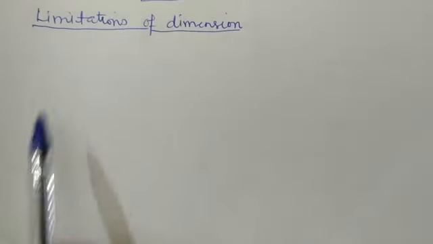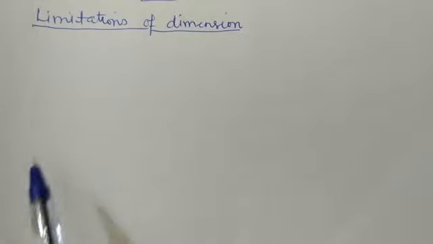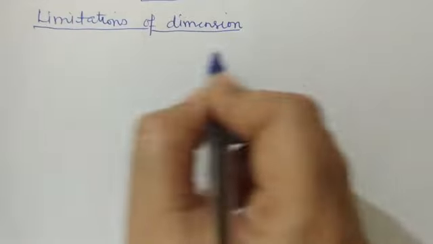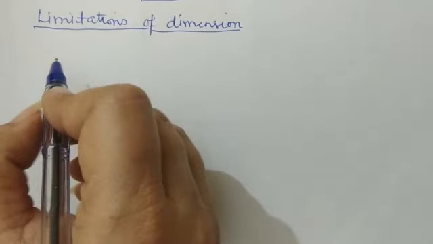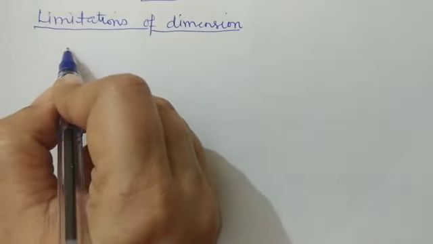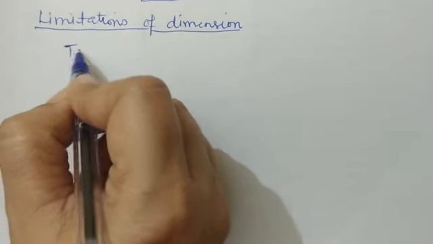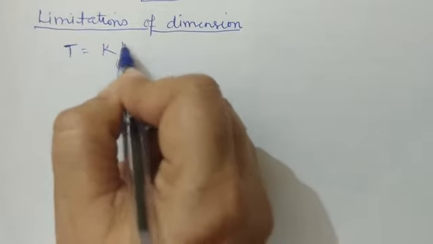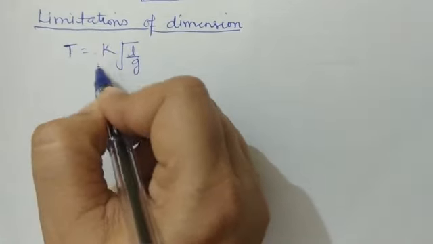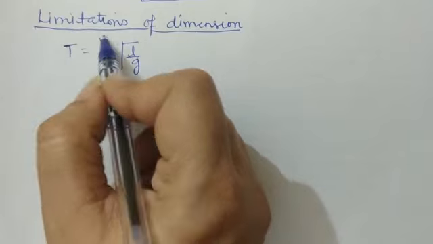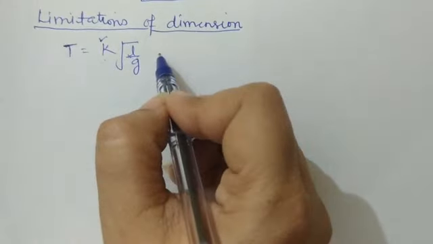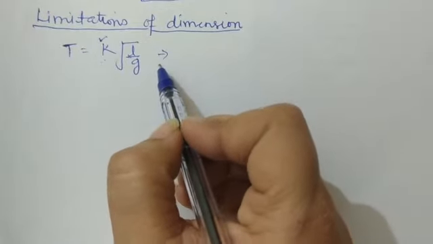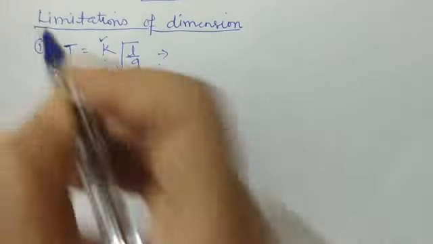There are certain limitations of the dimension method. First limitation is, suppose we have derived a formula for time period of a simple pendulum, and we get here k square root of L upon g. Now the value of this constant, which is a dimensionless constant, cannot be calculated by the method of dimension. So constants cannot be calculated by this method. This is the first limitation.